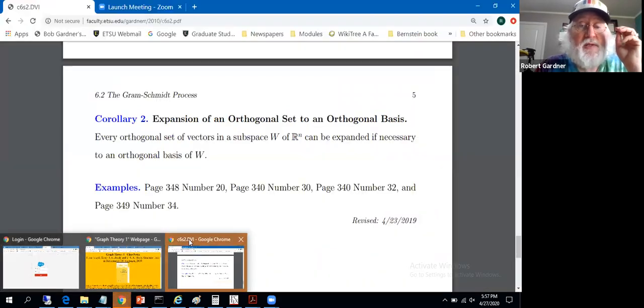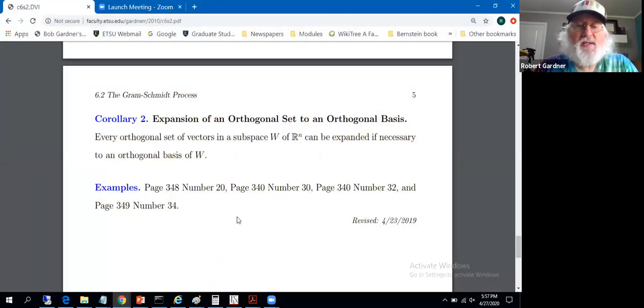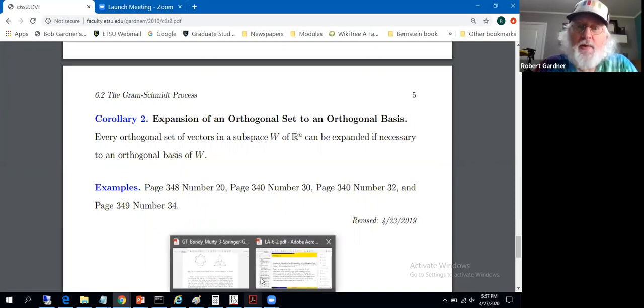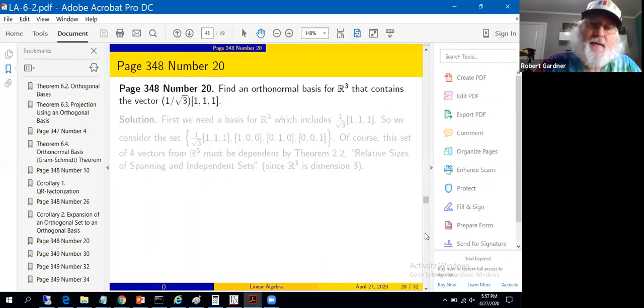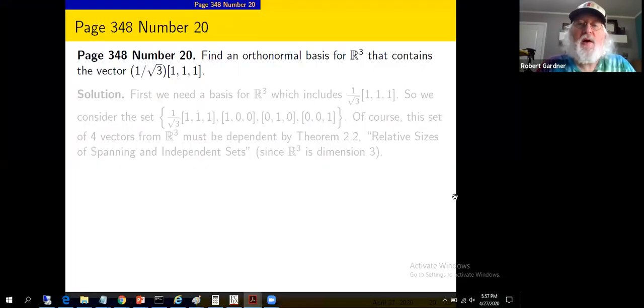Okay, I think next is some examples. I want to do the first one and the last one. The other stuff is either QR factorization or stuff I'll leave it to you to read. Let's look at number 20. Okay. They say, find an orthonormal basis for R3 that contains this vector. By the way, I've seen that vector before. That popped up when we illustrated the Gram-Schmidt process before. It's a unit vector for sure.